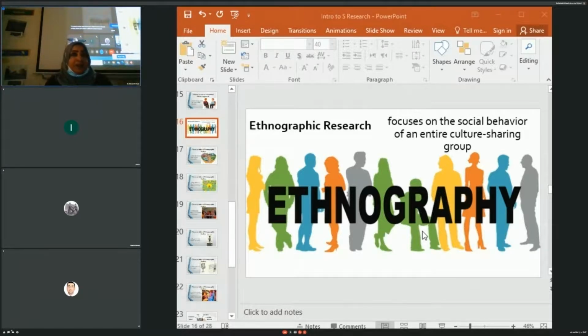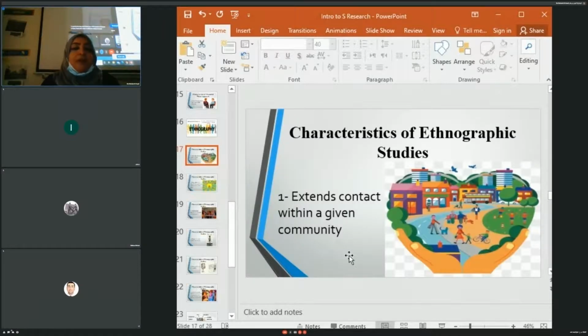Anyway, qualitative research may take longer than quantitative research, but specifically ethnographic studies take more time, as they go deep into the cultural aspect of the community more than other kinds of research. Which means that you have to extend contact with a given community, just like the example that I gave you about sport players. So you have to be part of this community.